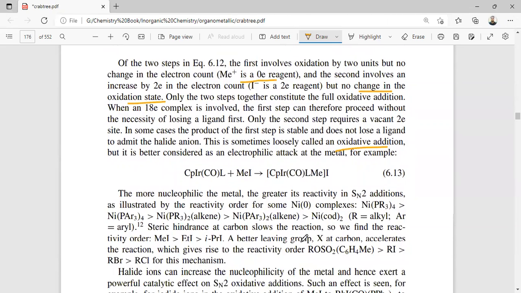So the more nucleophilic the metal, the greater is the reactivity of SN2 addition. So that means the more the electron density in the metal center, the more that will favor the SN2 mechanism.